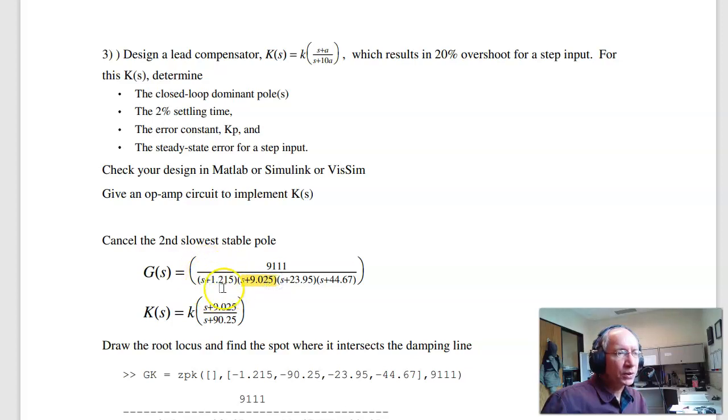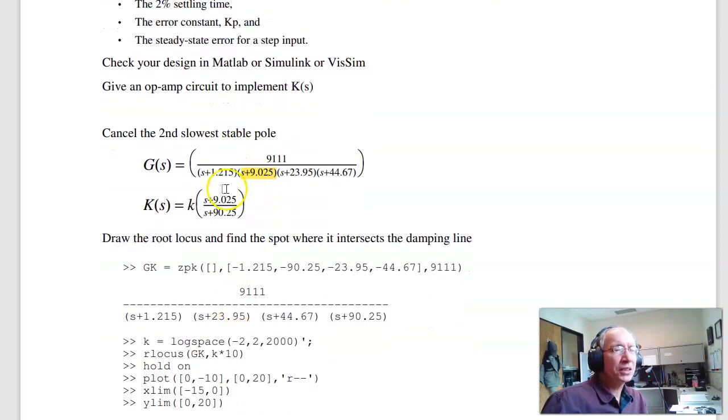Keep the pole at s equals, close to s equals 0. That keeps the steady state error down. Get rid of this guy. That's causing problems with the root locus plot. Get it out of there. Move it out to -90. If I do that, then g times k looks just like g of s, but the pole at -9 is now shifted to -90.